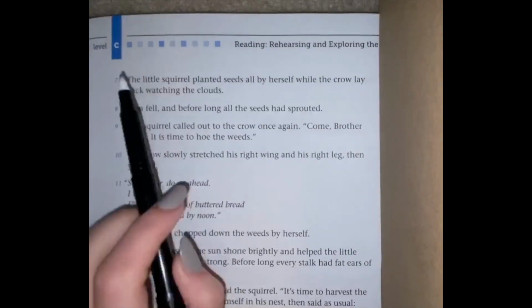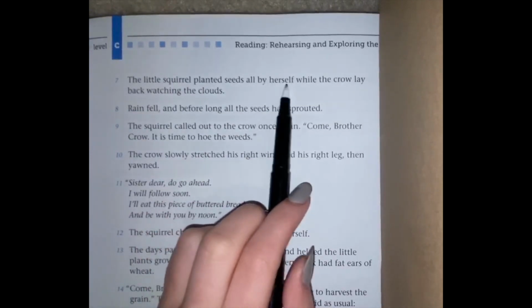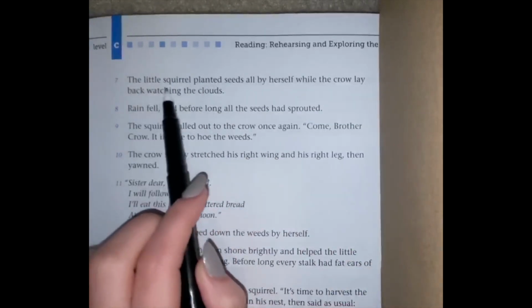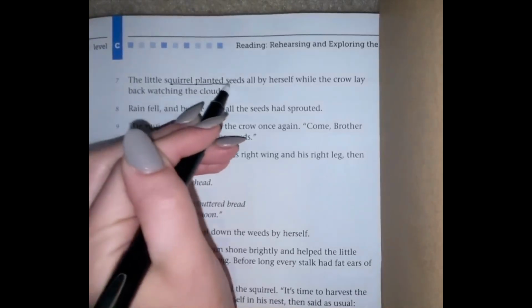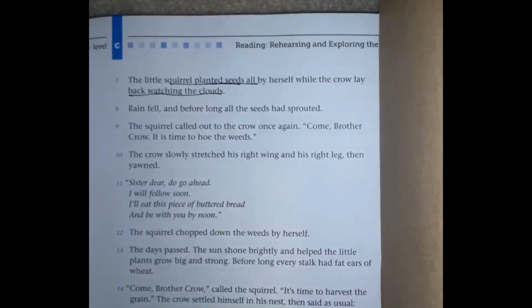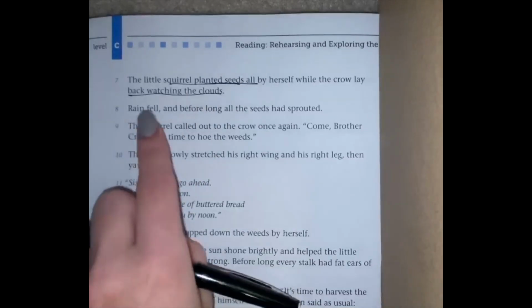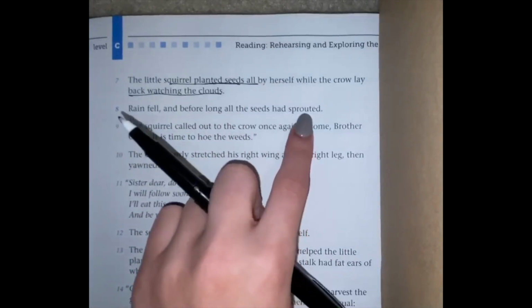Let's keep reading. The little squirrel planted seeds all by herself while the crow lay back watching the clouds. So once again, the little squirrel did all the work. She planted the seeds, and the crow just watched the clouds. Rain fell, and before long, all the seeds had sprouted.